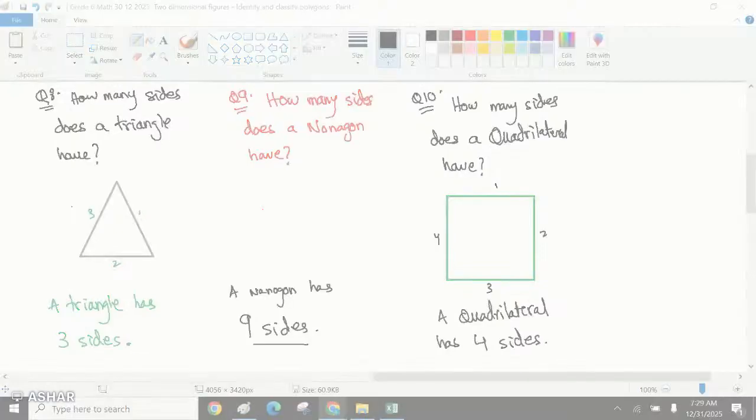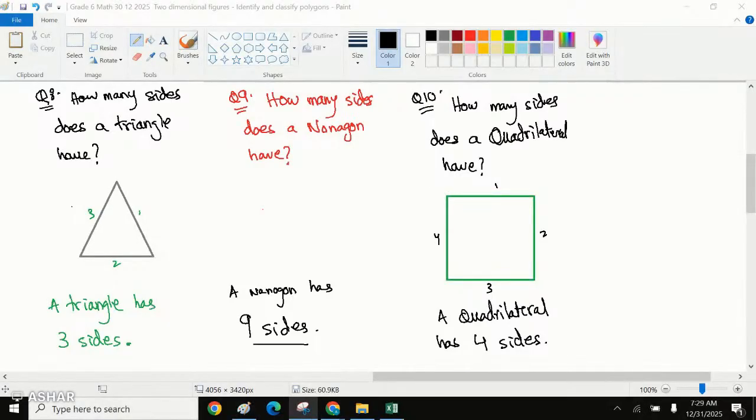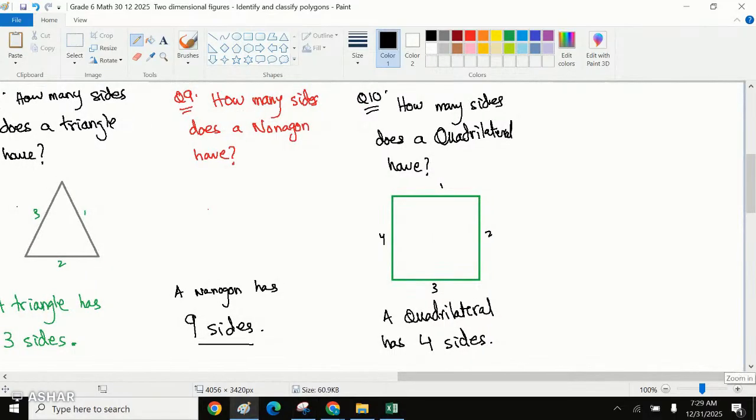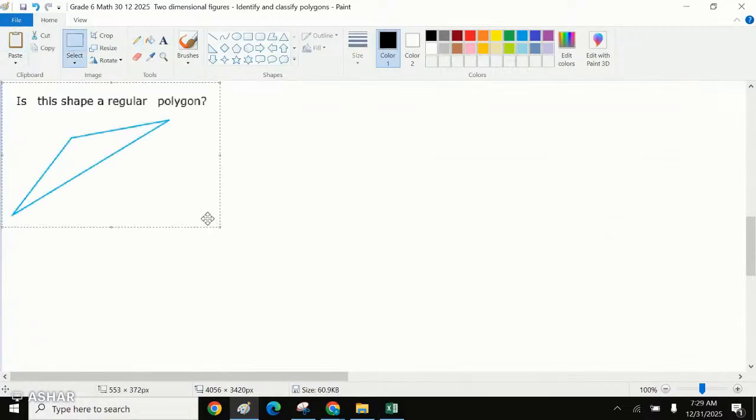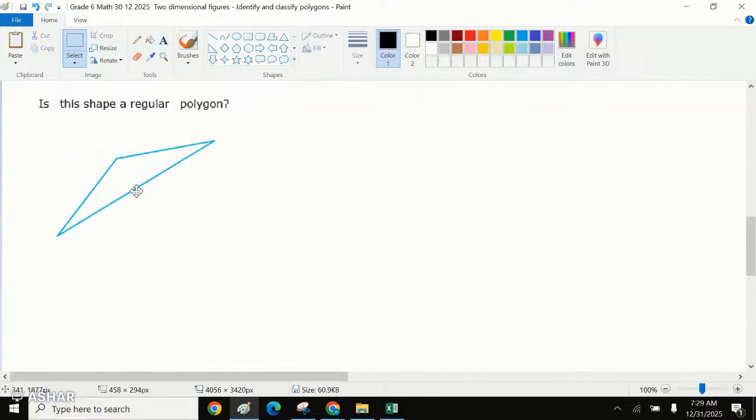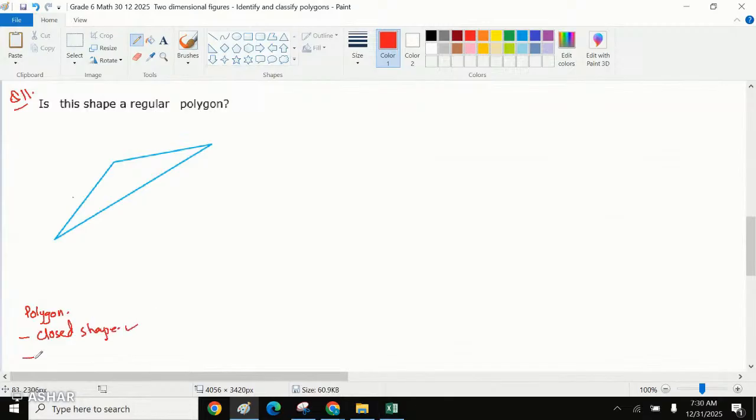Let's see what they're asking us. They're again asking us about regular and irregular, right? So let's do it at the bottom. Question number 11. What they're asking us is, is this shape a regular polygon? See, the first condition is, is this a polygon? To check if it's a polygon, there were 2 conditions. Is it a closed shape? Yes, it is. Made up of straight lines? Yes, it is. And it has 3 sides, right? So this is a triangle because it has 3 sides. So the question says, is this triangle a regular triangle?